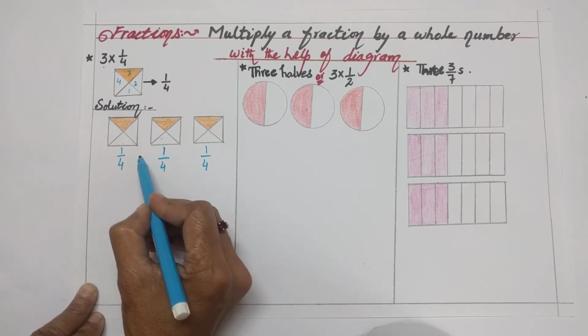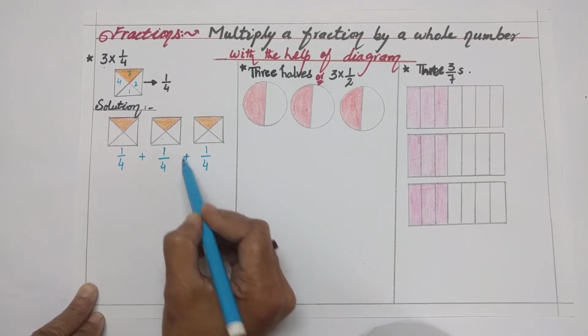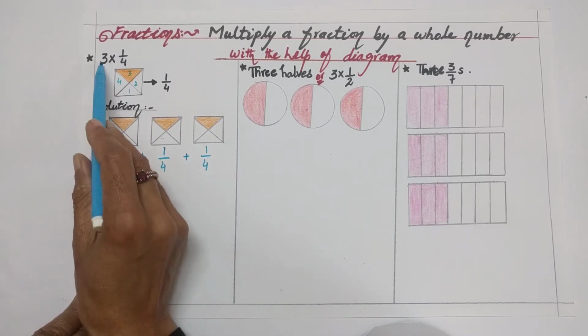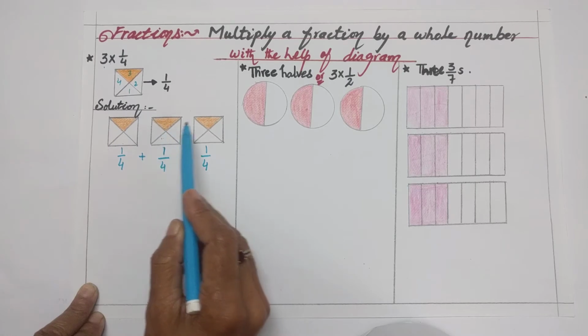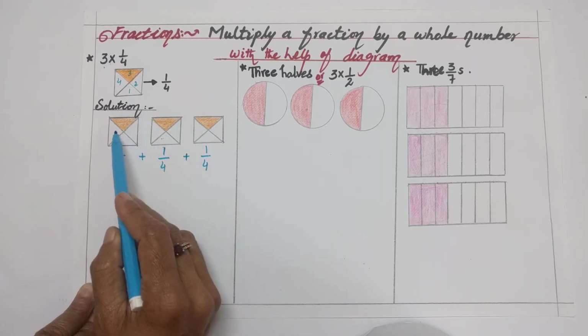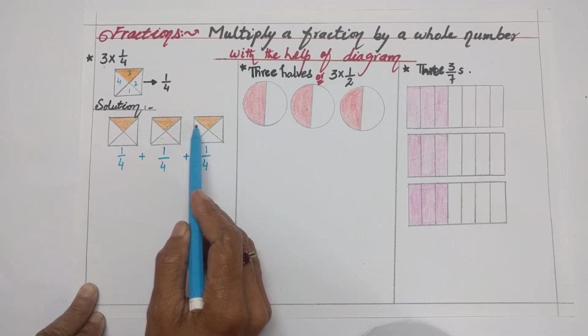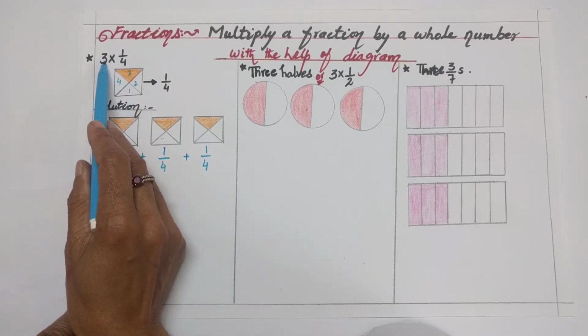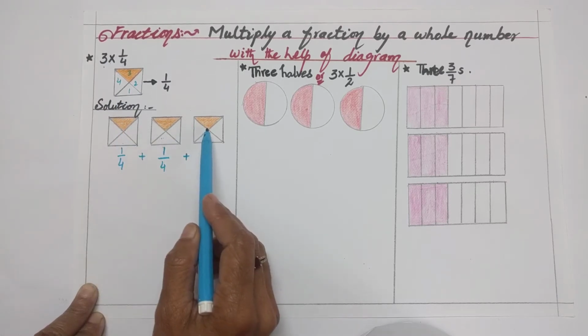So we can add these 3 fractions, 1 by 4 plus 1 by 4 plus 1 by 4. So we have 1 by 4, 1 by 4 and 1 by 4. Total how many 1 by 4 are here? 1, 2 and 3. That is our question, 3 times 1 by 4: 1 time, 2 times, 3 times.